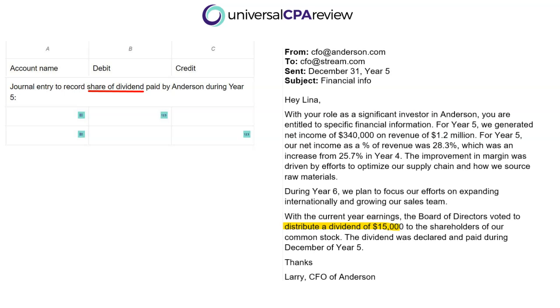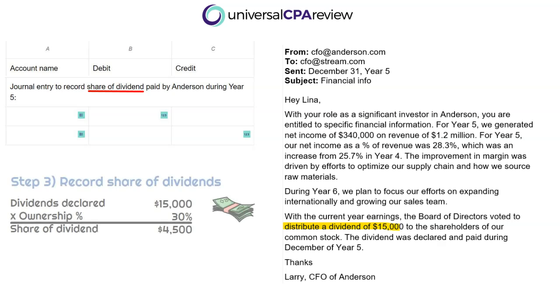Our next task is to record the journal entry for our share of the dividend paid by Anderson during year 5. So going back to that exhibit with the email from the Anderson CFO, it says that the board of directors said, okay, you guys can pay out $15,000 of dividends based on the current year earnings. Well, we only own 30% as Stream, so that's all we care about, 30% of 15,000. So 15,000 times 30% means the share of the dividend for Stream would be $4,500.